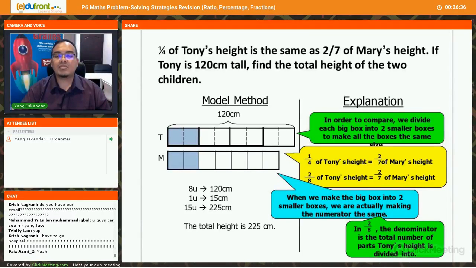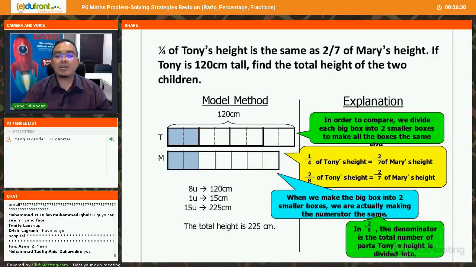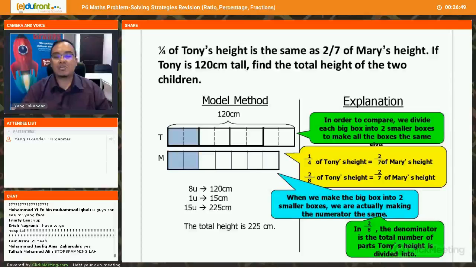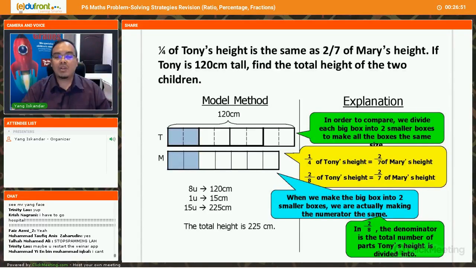Because what you need to do here is to make the numerator the same. This is very, very tricky because many students confuse it with subtraction or addition of fractions, where you need to make the denominator the same. But in this strategy, very unique, you need to make the numerator the same. Okay, so why do you need to make the numerator the same? You need to understand the model method.